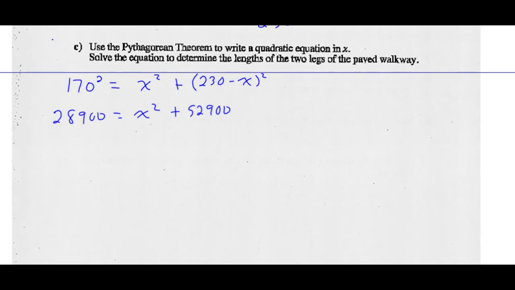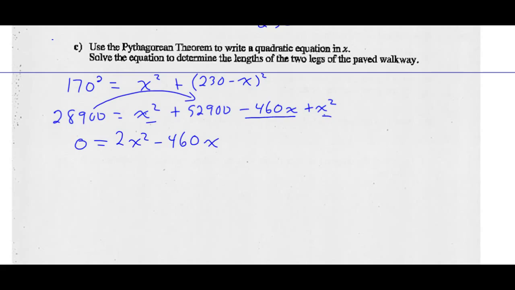So square the first term, multiply those 2 terms together, which is a negative 230x, and double it, so that's a negative 460x. And then square the last term. Now let's set this equation equal to 0. So 0 equals x squared plus x squared is 2x squared. I've got a negative 460x, and I should minus 28,900 from both sides. So 52,900 minus 28,900 is 24,000.